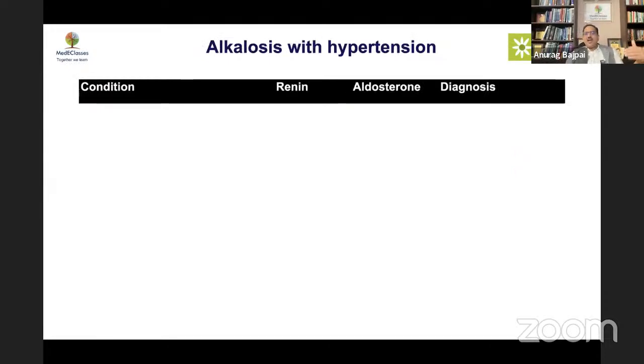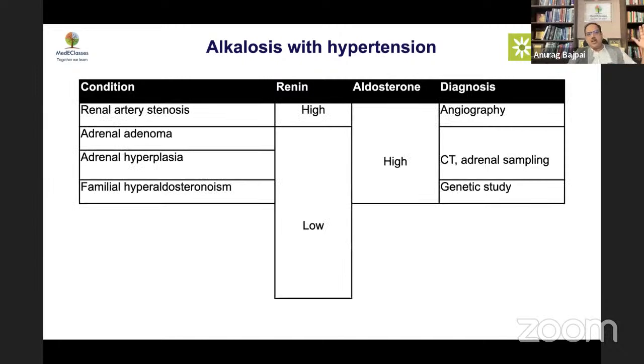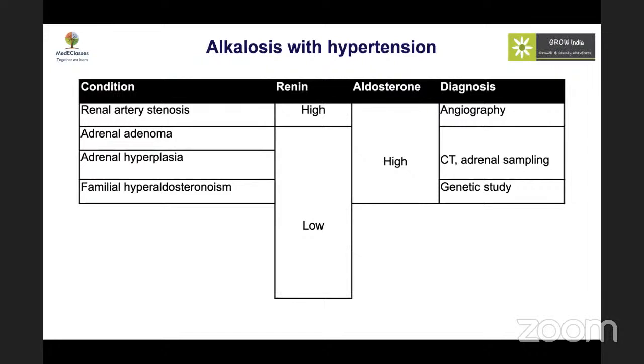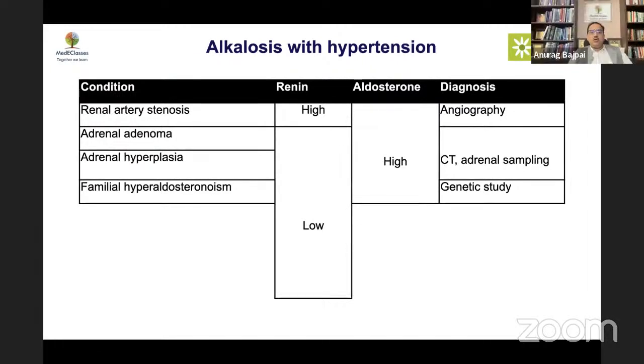Now, if you have alkalosis, then your differential becomes wide. Then you have to look at the blood pressure. So if you have alkalosis with hypertension, then there are a lot of causes. And in that regard, if your renin is high, this is clearly renal artery stenosis. While if the renin is low, you're talking about low renin states. There you have to look at aldosterone. So high aldosterone, low renin, that is primary hyperaldosteronism.